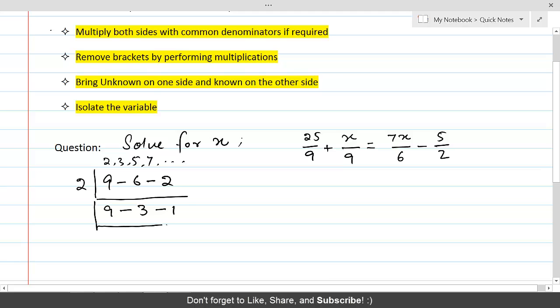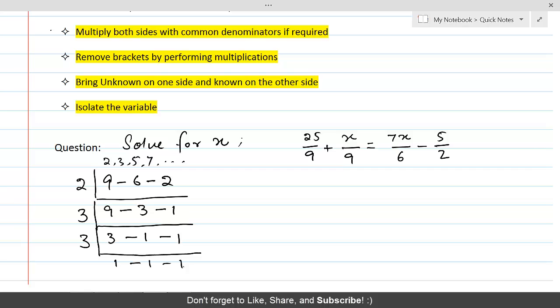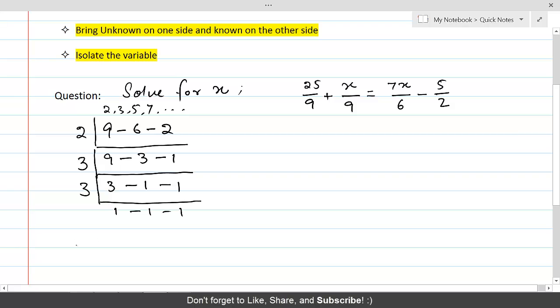Therefore, let's move to the next number and divide by 3. So this is 3, this is 1, this is 1. Again, we can divide it with 3. So this would be 3, 1, 1, 1. Once you have received all the numbers as 1, 1, 1, then the product of the divisors like 2, 3, 3 can give us LCM. So LCM, meaning least common multiple, would be 2 times 3 times 3. So this would be 18.